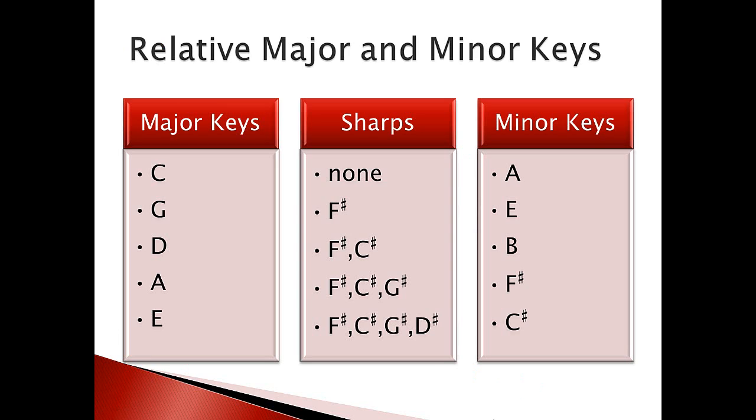Relative major and minor keys. So this is the listing of relative major and minor keys, and C major has no sharps and flats, and its relative minor is A. G major, if you count up 6, you get to E, and it has 1 sharp, F sharp. D major, if you count up 6, you get to B, and that's its relative minor, B minor, 2 sharps. A, if you count up 6 notes, you get to F sharp, and F sharp minor is the relative minor of A major, and it has 3 sharps. Same with E, you count up 6, you get to C sharp. So C sharp minor has 4 sharps, just the same as E major.